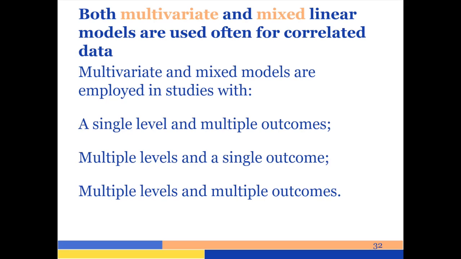Unlike the univariate linear model, the multivariate and mixed linear models are used for correlated data. Once again, correlation can be a result of clustering or repeated measures. So multivariate and mixed models are used for all kinds of combinations of these things, like one level with multiple outcomes, multiple levels with one outcome, or multiple levels with multiple outcomes.